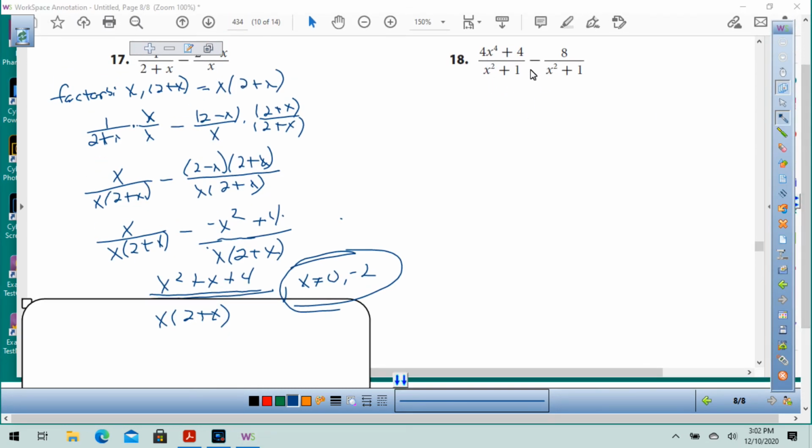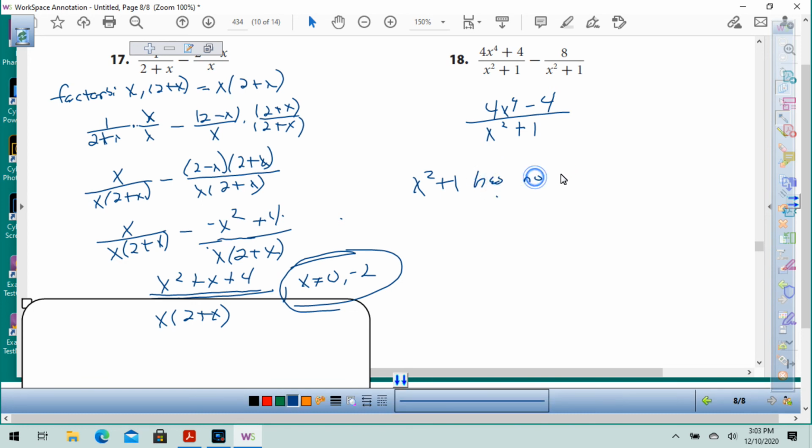Let's try number 18. Again, we got the exact same denominator, so we can go ahead and do our subtraction. We have 4x to the 4, and then 4 minus 8 is negative 4 over x squared plus 1. Now, x squared plus 1 has no real solutions. It has no real solution, so no values are excluded.